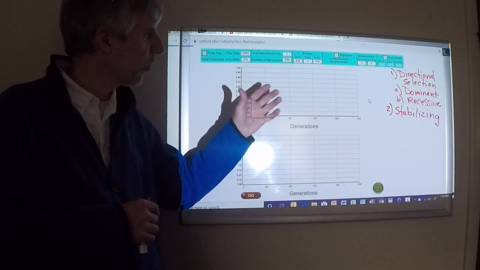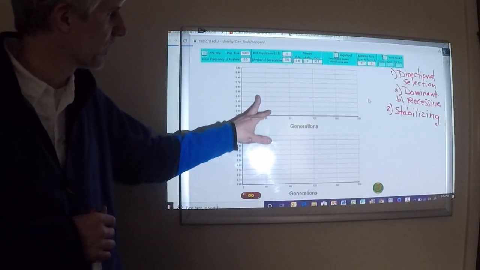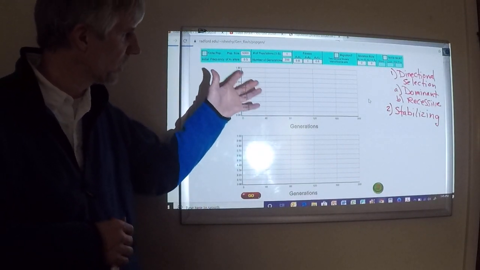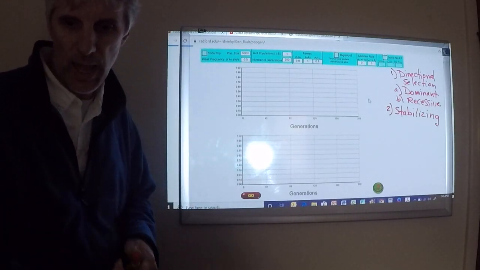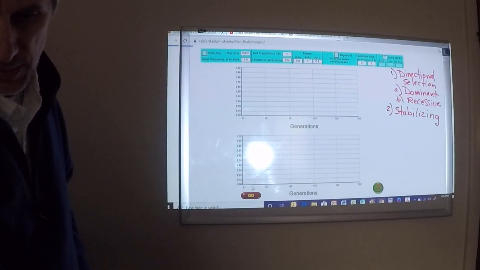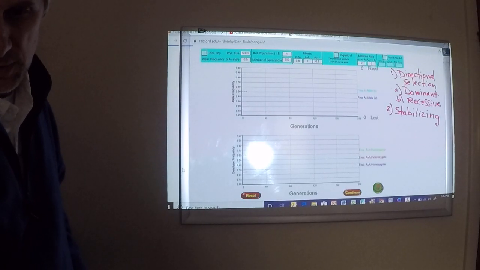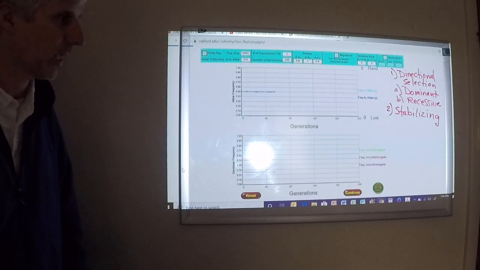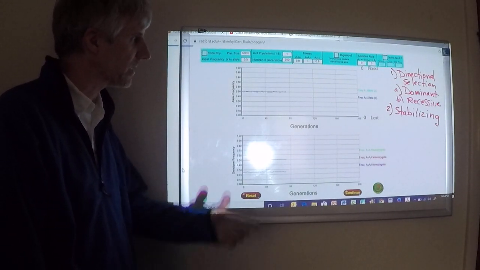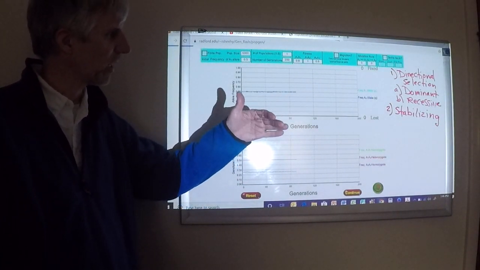Think in your head, well, what should happen to this allele frequency? Should the allele frequencies change? If they do, should I get to fixation? What should happen? Okay, and the way I've set this up, the allele frequency is going to hover right around 50%.